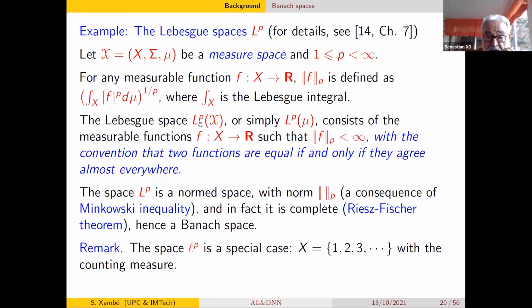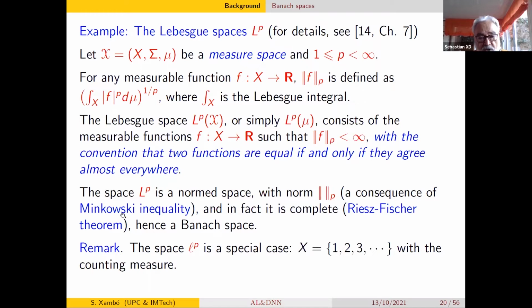Now, the Lebesgue space, or simply L^P of mu, is the set of all measurable functions from X to R such that this expression that we call the norm of f sub P is less than infinity. With, let's do this abuse of notation, the convention that two functions are equal if they agree almost everywhere. So they agree in all of X, except maybe on a set of zero measure.